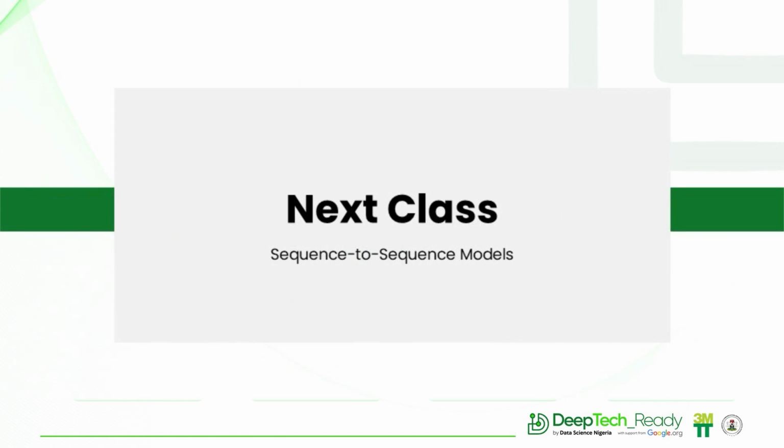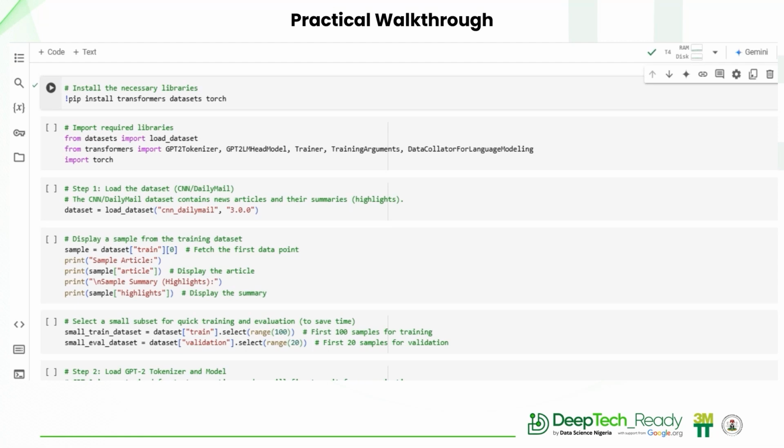It is time for our practical walkthrough in Python. So in this particular lab, we are going to demonstrate the process of fine-tuning a pre-trained GPT-2 model to perform text summarization. And we are going to use a very popular dataset called the CNN Daily Mail dataset.